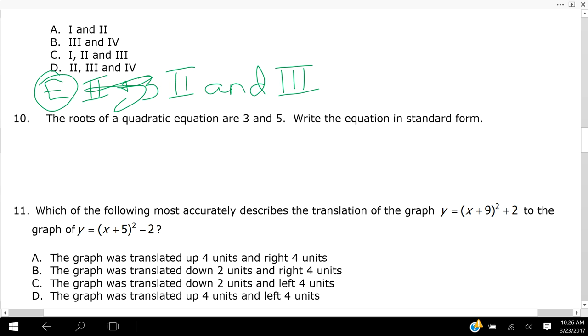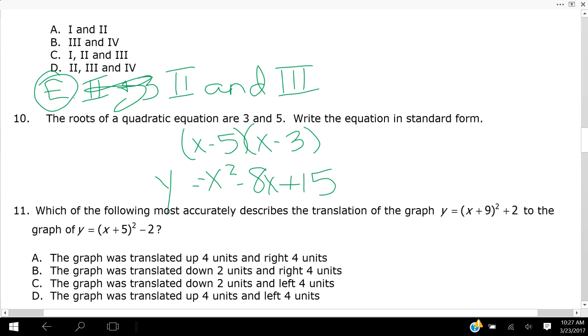Okay, you might have noticed that number 10 is just like number 1, except you can leave it in standard form. So if you go back to number 1, you're doing (x minus 5) times (x minus 3), which is x squared minus 8x plus 15. Oh, wow. Okay, there you go.